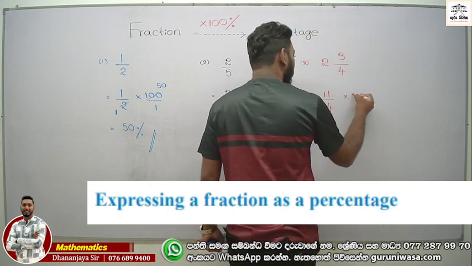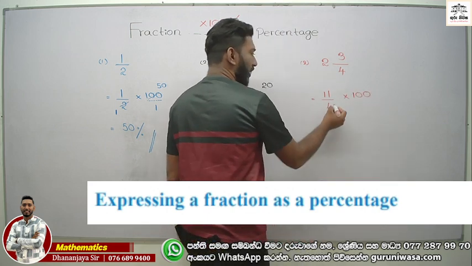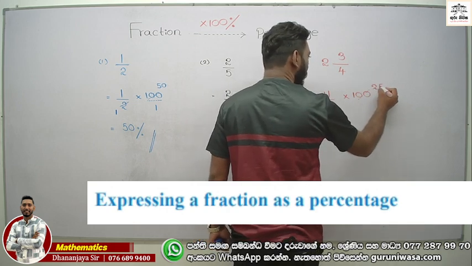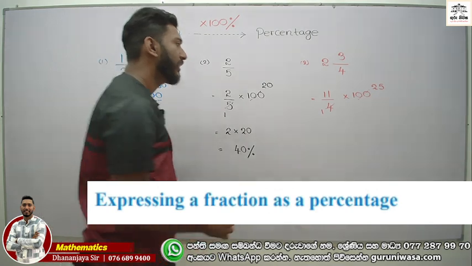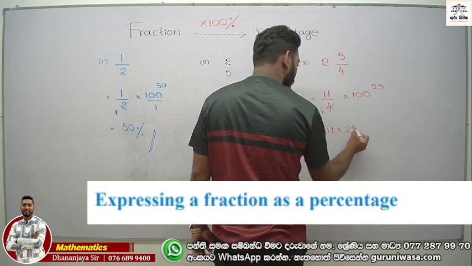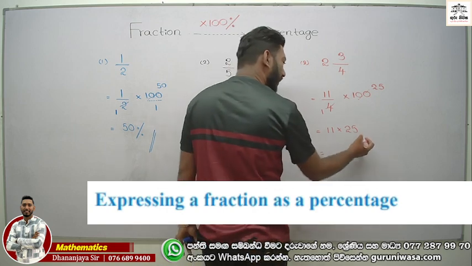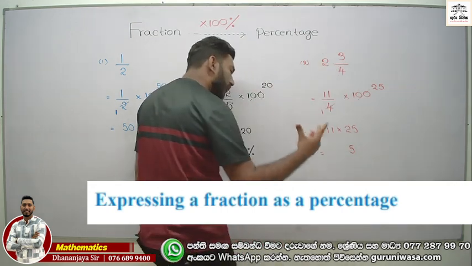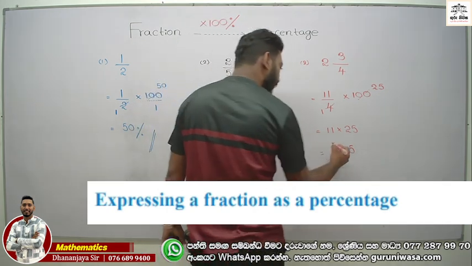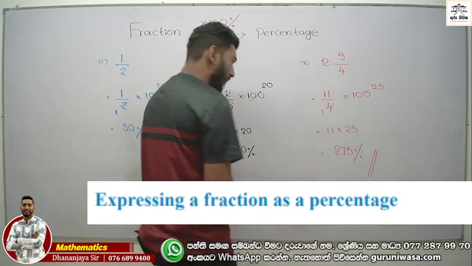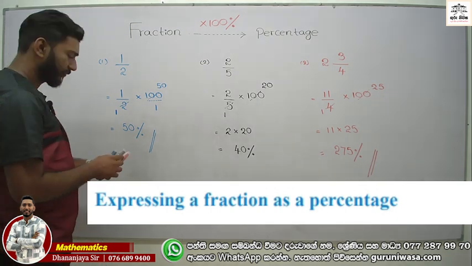Now I am going to multiply by the 100%, right? Now 4 times 1 and 4 times 25, and we know 4 times 25 is 100. Now 11 multiplied by the 25. Now what is the answer? 25 times 1 is 25. 25 times 1 is also 25, and 2 and 27, 275%. 275%. Right. I think, and this is a method.